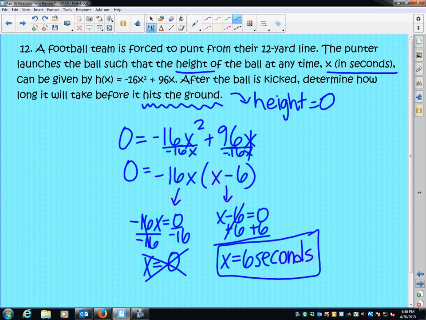You could even plug 6 back in here to make sure it really does equal 0. I like to know that I'm right before I turn in my test. So I would do that. And it does give me 0 when I plug it in, so I know I'm correct.